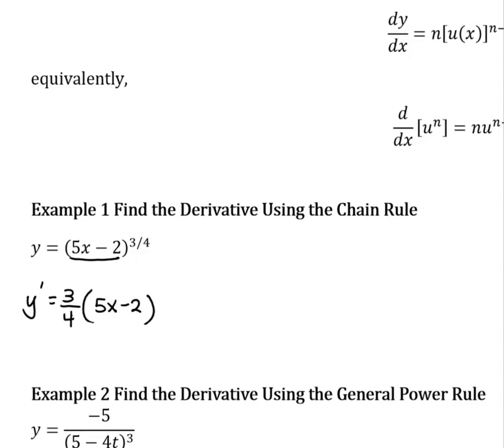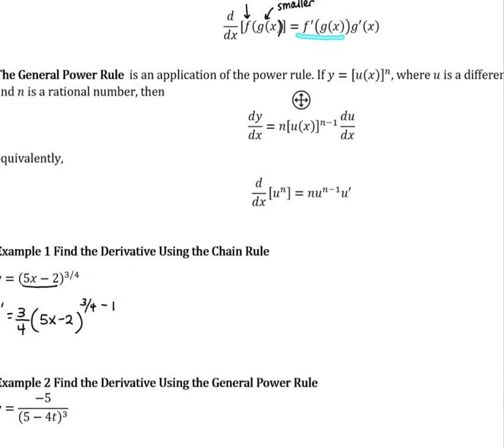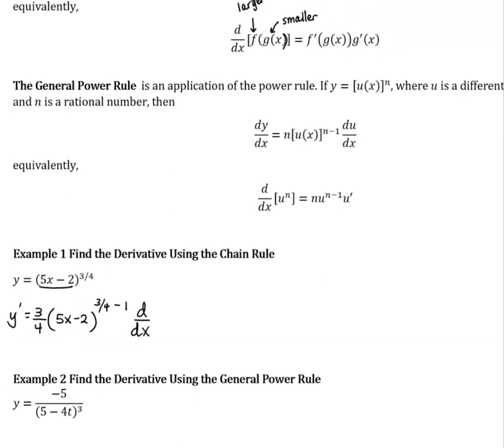And the new exponent needs to decrease by 1. So we have a new exponent of 3/4 minus 1. So far this feels very familiar to the power rule. The only difference we saw here is that what's on the inside was not just x. Now the chain rule comes in and tells us that we also need to multiply by the derivative of that inside part. So I also need to come out here and multiply by the derivative of that 5x minus 2.